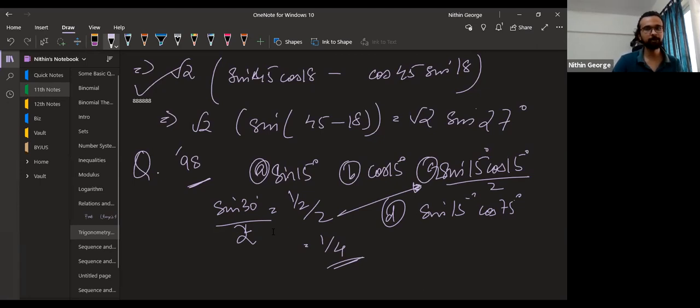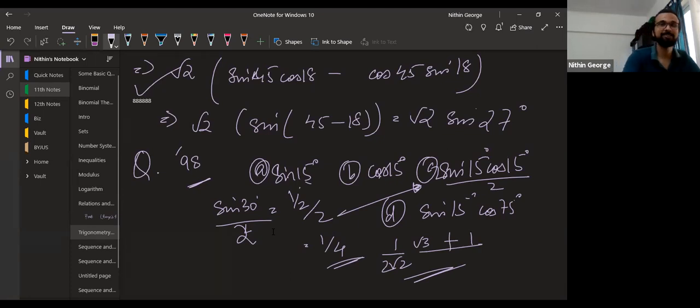Sin 15 is what? Sin (45 minus 30). That you can write as sin A cos B, which is cos 30, root 3 by 2, minus cos A sin B, so 1 by root 2 times 1 by 2, which is 1 by 2 root 2. This is irrational. So cos 15 will be (root 3 plus 1) by 2 root 2. Sin 15 cos 75 is sin 15 square, and you just need to square that to find out that it's still irrational. Right. So let's move on.